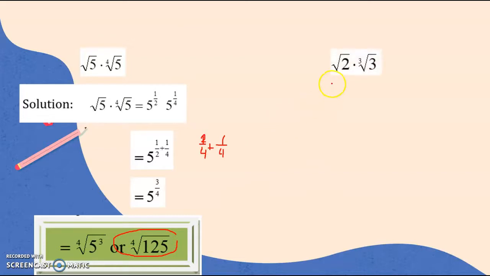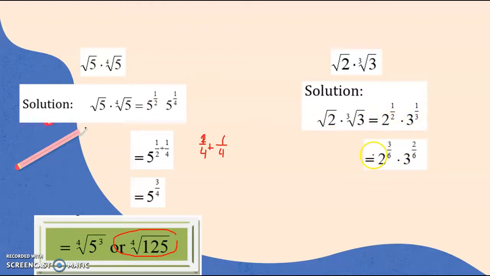And then another example is square root of 2 times cube root of 3. So, hindi pareho yung radicand, tsaka hindi pareho din yung indices. So, anong gagawin mo dito? Hindi mo siya i-add yung exponents katulad dito, kasi dito pareho sila ng base. Sa kabila, hindi pareho, 2 and 3.